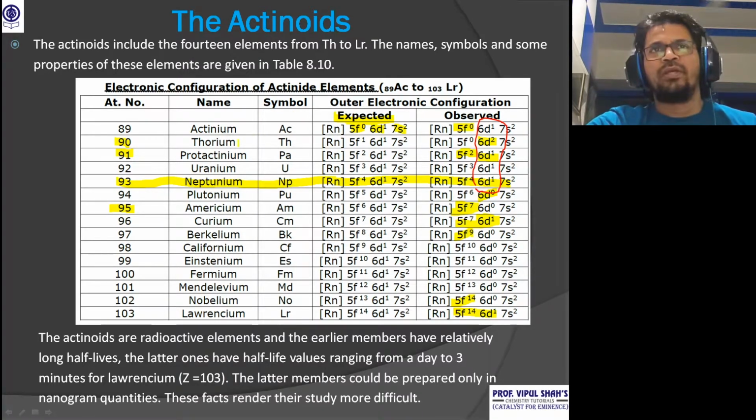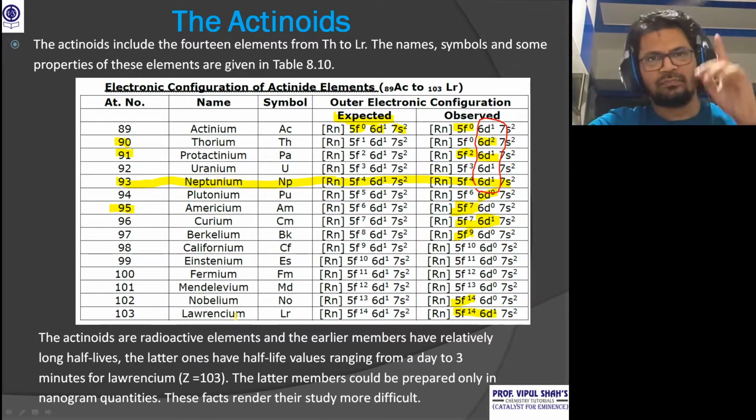Active thorium, please see the slide. Active thorium protects Uranus, Neptune and Pluto, because the names are with respect to the planets. Next sentence: American curry was prepared in Berkeley and California, while Einstein, Fermi and Mendeleev made noble laws. I repeat the whole part.